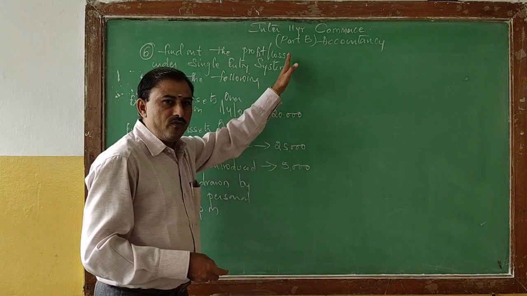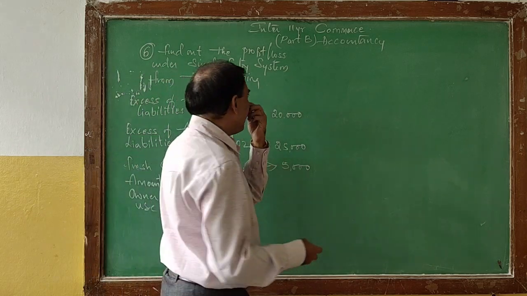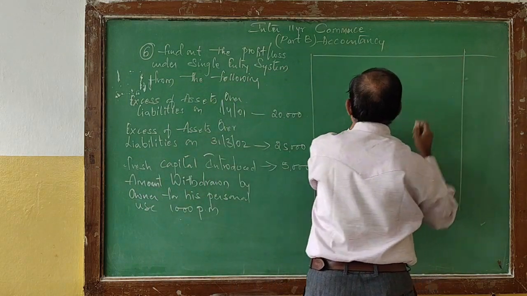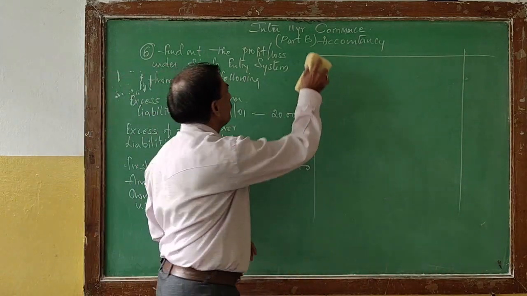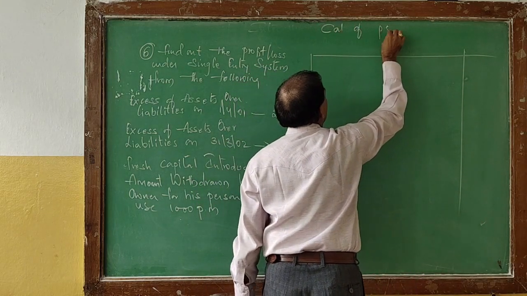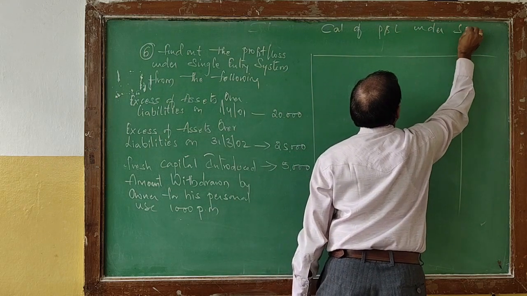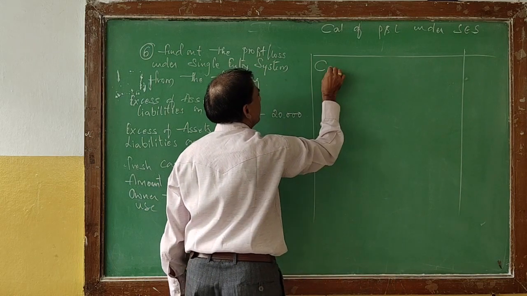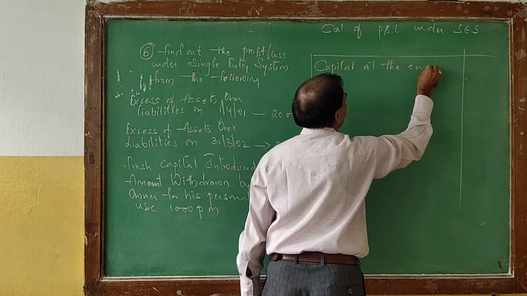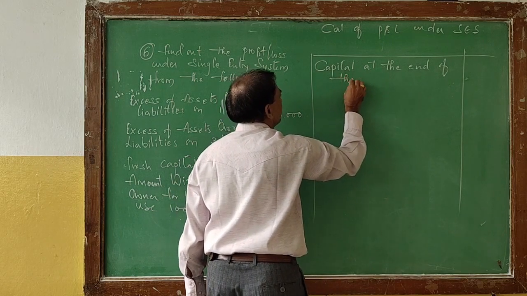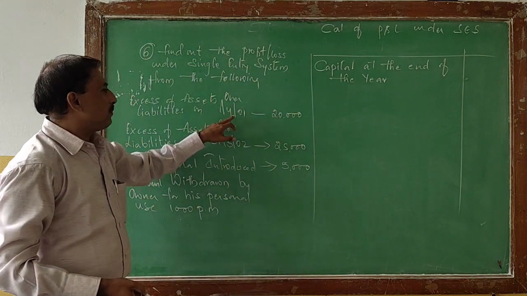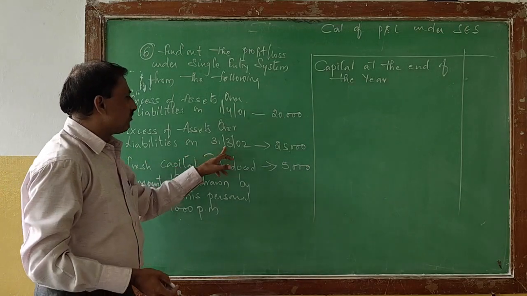Once again, I will draw a full-fledged format on the board and make you understand. Calculation of profit or loss under single entry system. So we'll start with capital at the end of the year. We are starting on 1st of April 2001, and we are ending on 31st of March 2002.